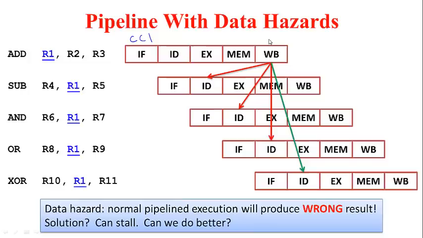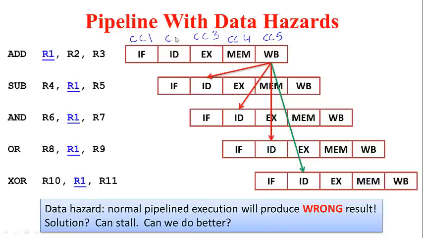So at the end of clock cycle 5 is when the value of R1 will be written back to the register file. However, if we proceed with the normal mode of execution of the pipeline, then what will happen is that the register read for the subtract instruction is happening right in clock cycle number 3. Likewise, the register read for the AND instruction will happen in clock cycle number 4. The register read for OR instruction will happen in clock cycle number 5.